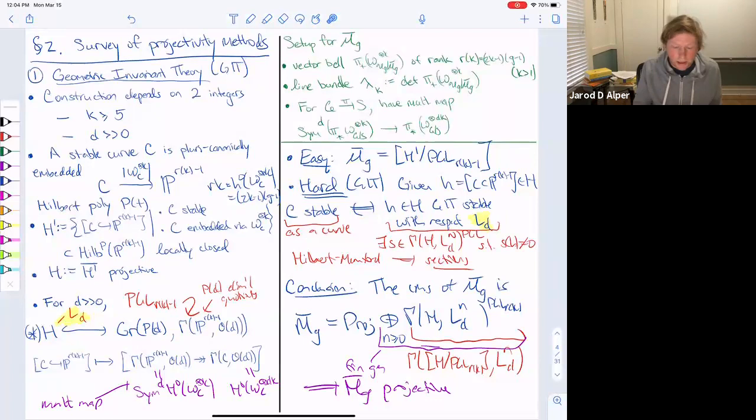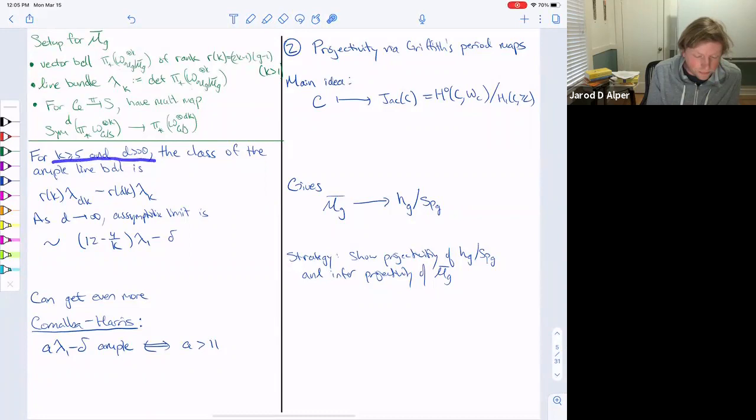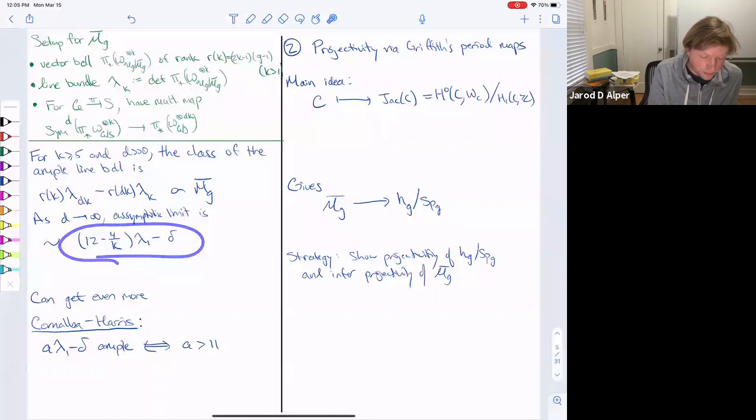Right, and actually what the GIT argument gives you more is that, let me just summarize again. Again, we have the basic setup to remind you in the top left. What we get is that if you do this GIT construction for any k larger than 5 and d sufficiently large, you can compute the class of the ample line bundle you get on M_g bar, and it has this form, defined in terms of these lambdas that we get. If you take d to be sufficiently large, the asymptotic limit is proportional to this number here. I've just scaled things to make the constant in front of delta 1. So this means proportional. And this is the boundary divisor.